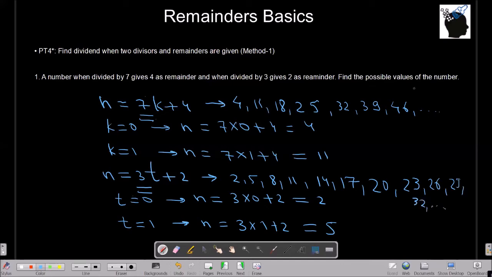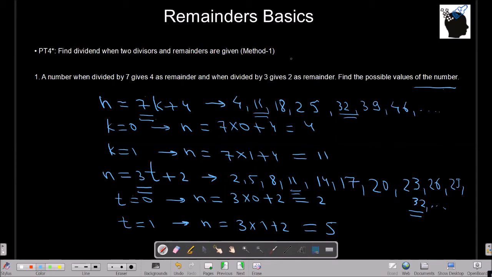Now we need to find the possible values of n. And as we discussed, we are going to consider only those values which are common in both of them. So that means one value is 11 and the second value is 32. So we got the two values as 11 and 32.